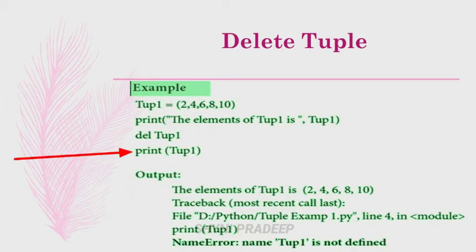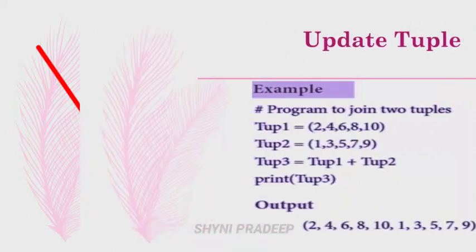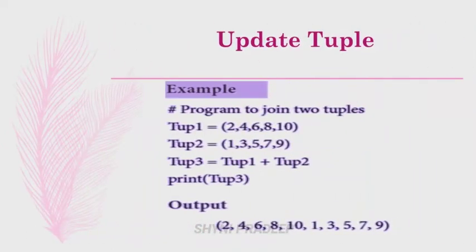So after that, print tuple 1, and an error message will be displayed because tuple 1 is deleted. So when you print this tuple 1 again, it will show an error message, that is NameError: name tuple 1 is not defined. Okay. Next see update tuple.